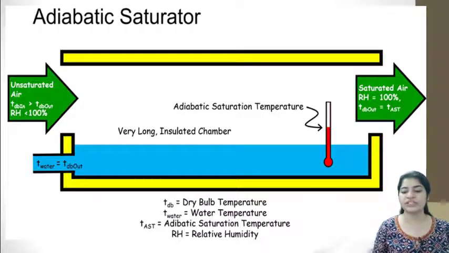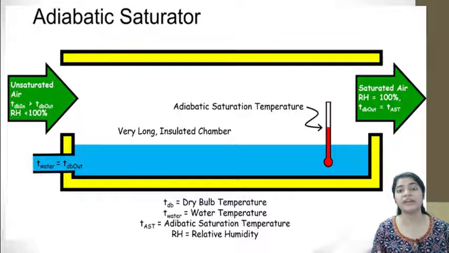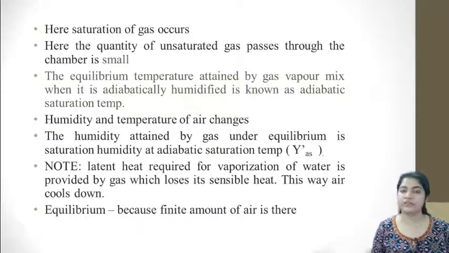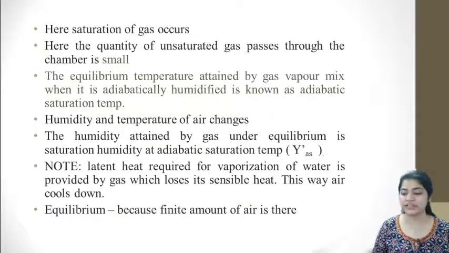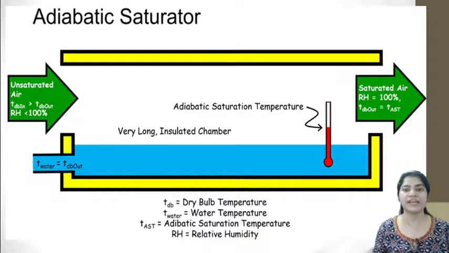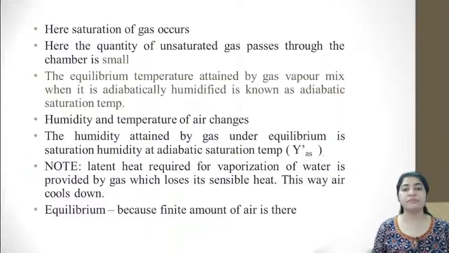It is a very long insulated chamber. Why insulation? Because again it is carried out adiabatically. No heat input or output is there. So the important points about your adiabatic saturation temperature: first of all, you are allowing the gas to saturate. Here you can see that saturated air is obtained. It means the partial pressure is equal to the vapor pressure here.